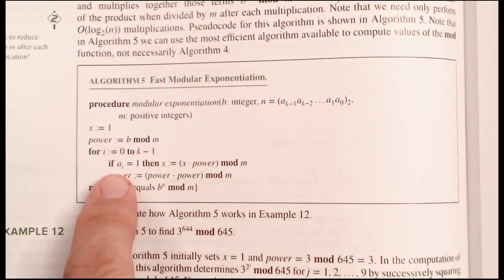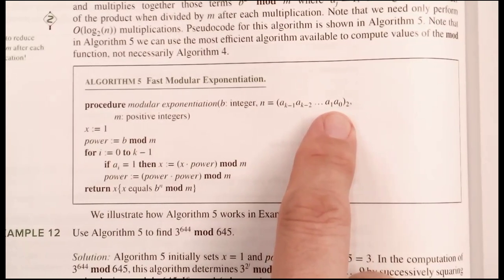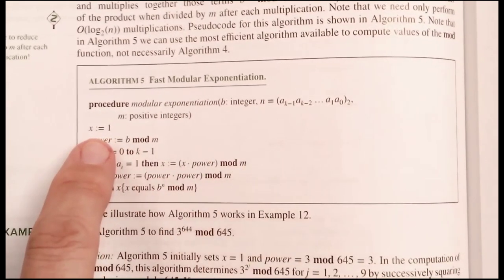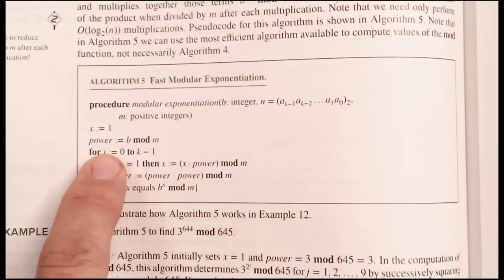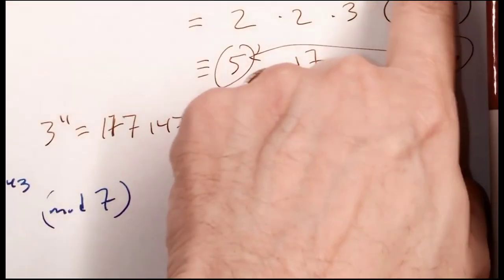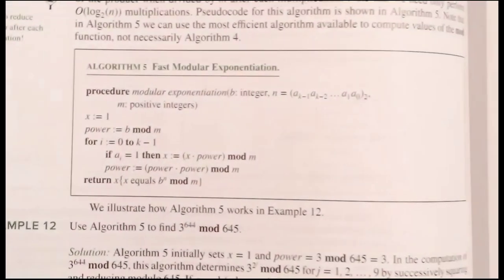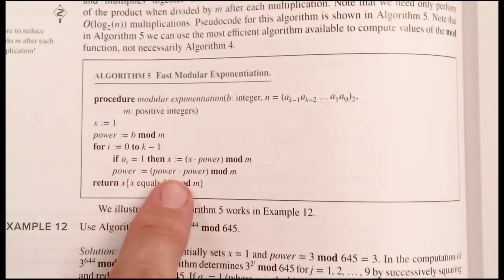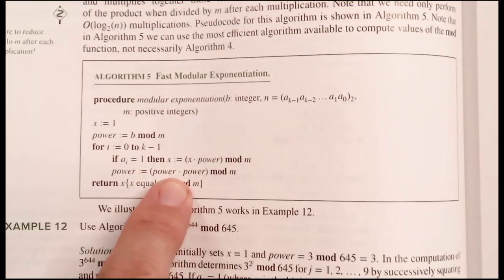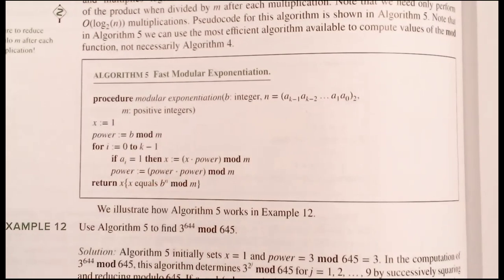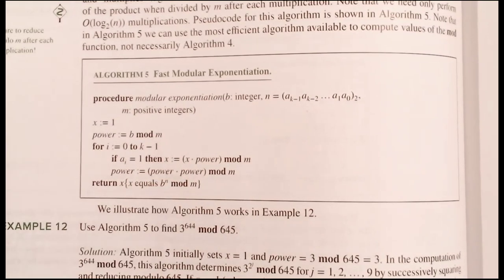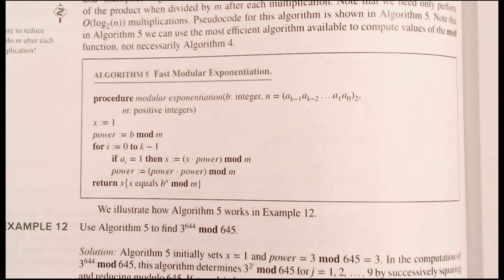And then if this number is a 1, multiply this x by that number. That's this step where we're multiplying the pieces together. If it's a 0, don't. And then square the power so we know what the new power is. So we did 3 to the first. If that first number is a 1, multiply. If it's not, don't. But then you need 3 squared. So multiply the power by the power.